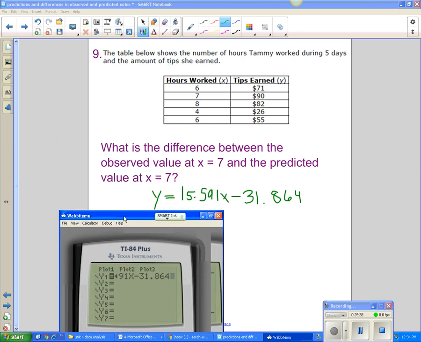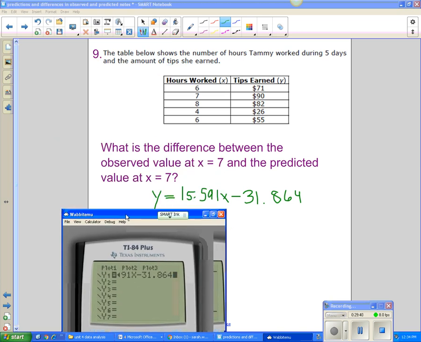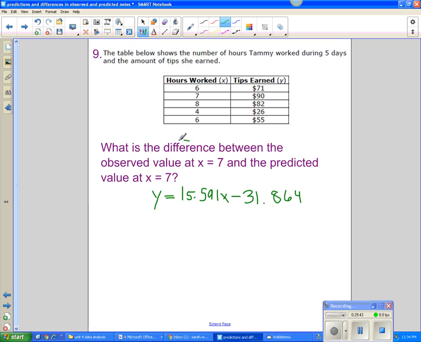Okay, this is the last type of question we're learning today. It says, what is the difference? What does that mean? Subtract. Good. So I know I'm going to have to subtract. Between the observed value at x equals 7 and the predicted value at x equals 7. Okay, so this y equals is our function rule. Sorry for my sloppy handwriting. Okay, so we got our function rule.